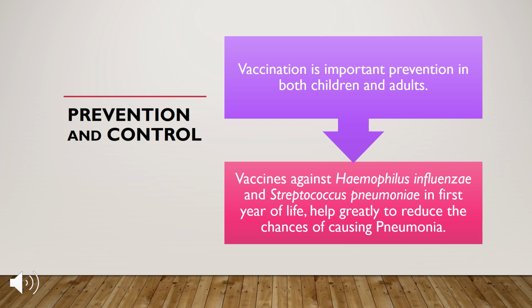Prevention and control of pneumonia. The foremost and important step is vaccination. Vaccination is important for prevention in both children and adults. Vaccines against Haemophilus influenzae and Streptococcus pneumoniae in the first year of life help greatly to reduce the chances of causing pneumonia. So vaccination is very, very important.